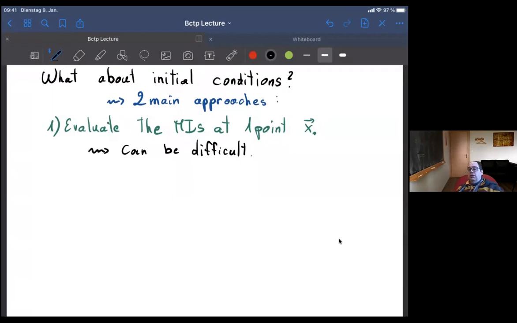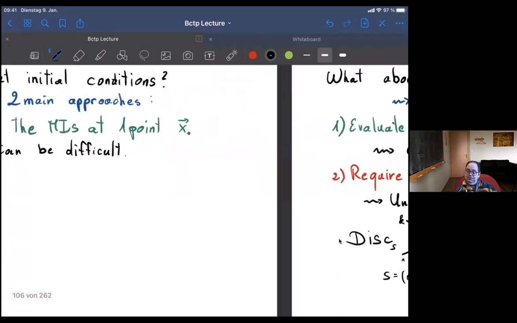So that is why often you use something else. It turns out that often you don't need to compute any initial condition. The initial condition is part of the physics often. What do I mean by that?